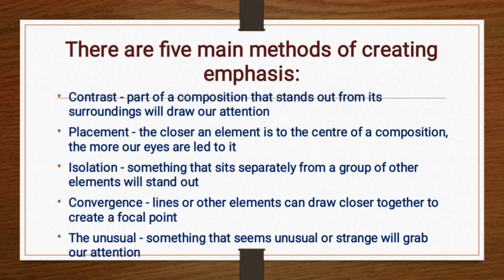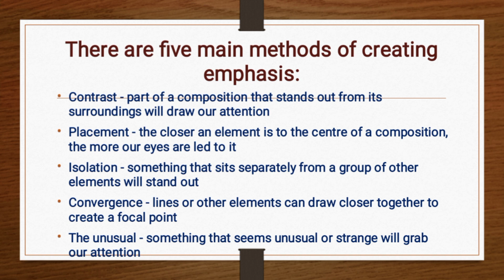Now, there are five main methods of creating emphasis. One is contrast, two is placement, three is isolation, four is convergence, while five is the unusual. Now, contrast is a part of the composition that stands out from its surroundings and will draw our attention. You make it stand out from the surroundings and make sure that it draws your attention as a viewer.